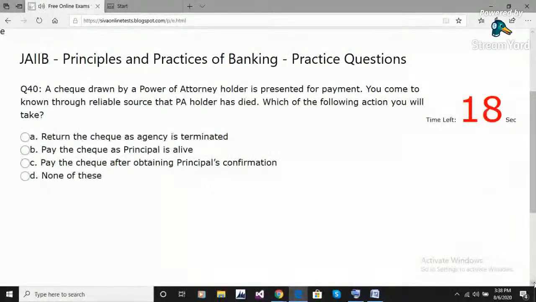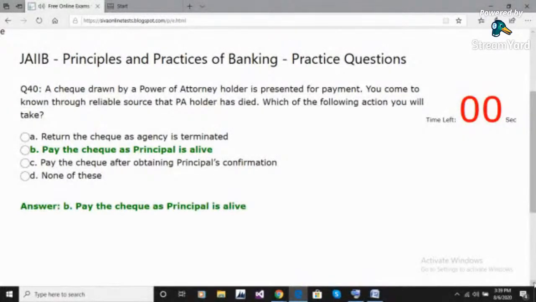Question 40. A check drawn by a power of attorney holder is presented for payment. You come to know through a reliable source that the PA holder has died. Which of the following actions will you take? Option A. Return the check as agency is terminated. Option B. Pay the check as principal is alive. Option C. Pay the check after obtaining principal's confirmation. Option D. None of these. Answer B. Pay the check as principal is alive.